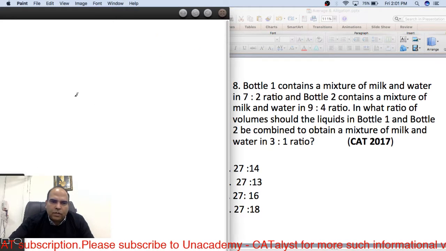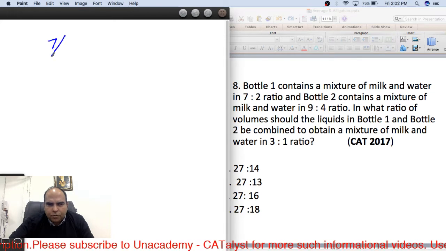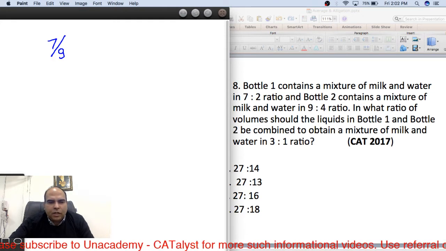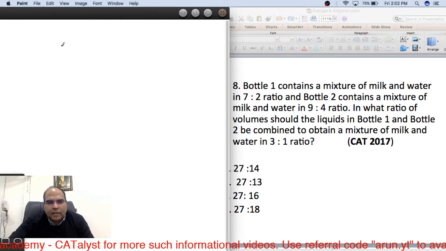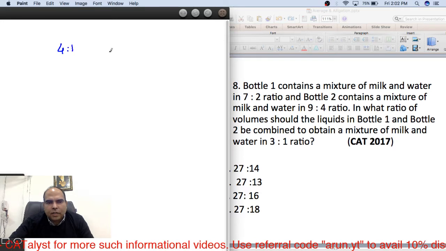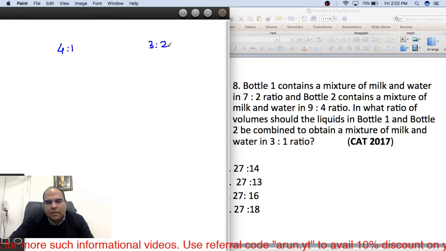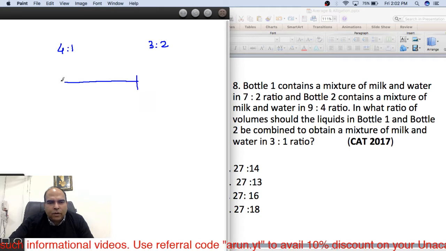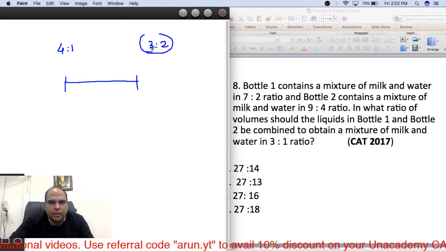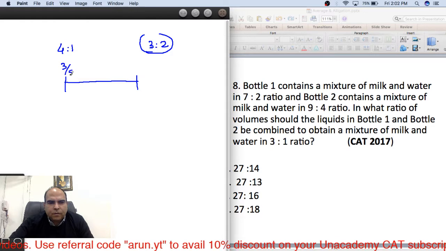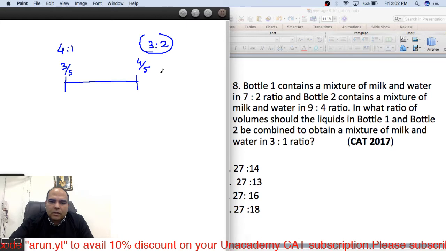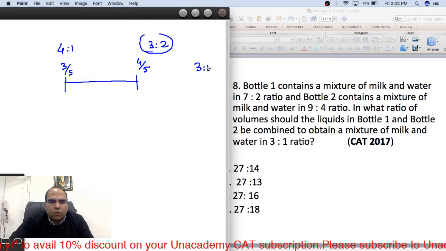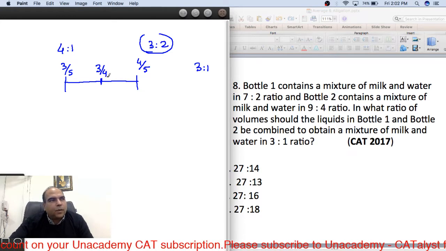But what you could do instead is think fractionally. If I go back to the previous question where I said 4:1 milk water in the first case and 3:2 milk water in the second case, तो उस case में I could have solved it this way. 3:2 means 3/5 milk fraction wise. 4:1 means 4/5 milk fraction wise. If my final outcome needs to be 3:1, then I need 3/4 milk fraction wise.